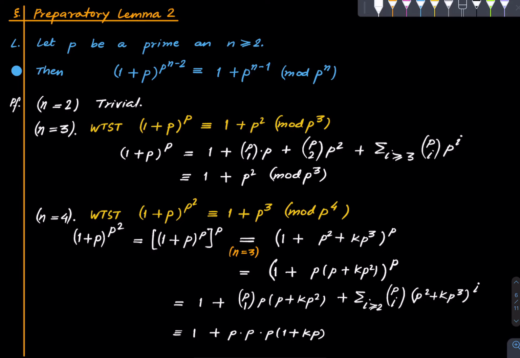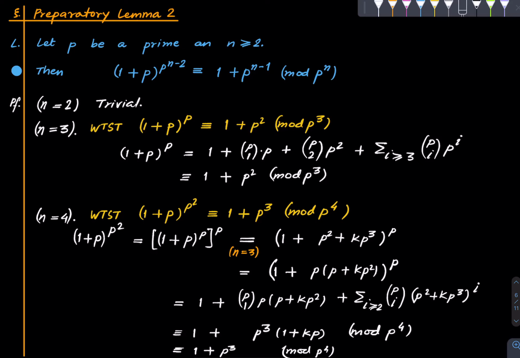Yeah, so we should split this further. Okay, so fine. This is congruent to this much modulo p to the power 4. But this is just p cubed, so let me write it here itself. And now when p cubed is multiplied by p, we get another p to the power 4. So this is congruent to 1 plus p cubed plus kp to the power 4 modulo p to the power 4. But since p to the power 4 is divisible by p to the power 4, we can erase it.